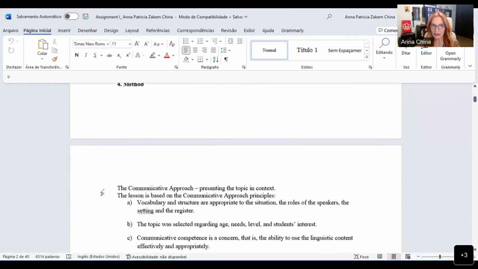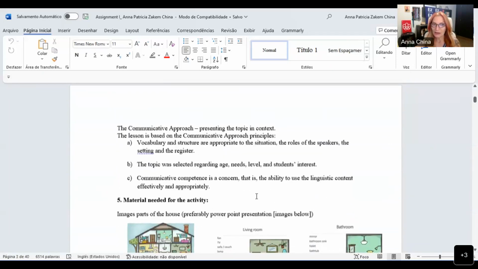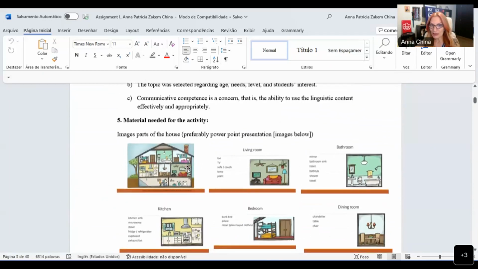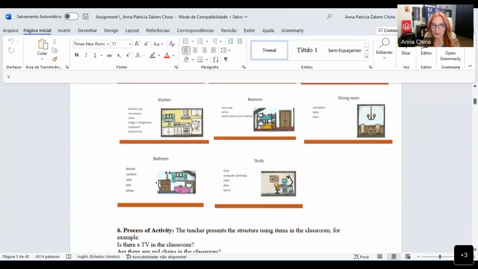So I based the lesson on communicative approach principles, at least. Vocabulary and structure are appropriate to the situation, the roles of the speaker and the setting and the register. The topic was selected regarding age, needs, level, and students' interest. So the materials needed are images that I project on the board with PowerPoint.